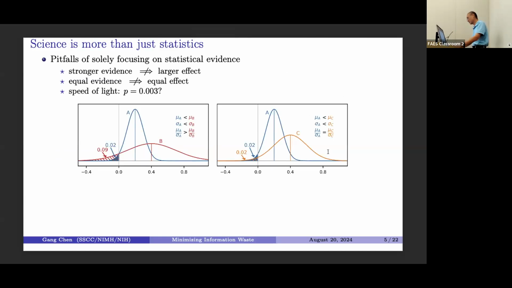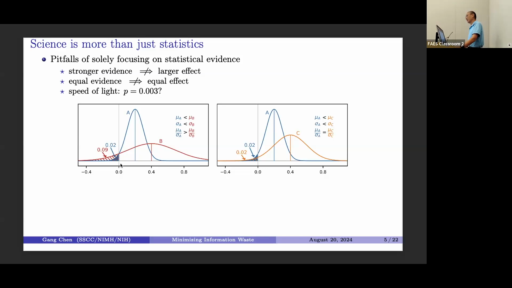Let me demonstrate another problem if we solely rely on the p-value. Look at the left plot. There are a blue one and a red one. For the blue one the p-value is 0.02, and for the red one the p-value is 0.09. If we just focus on the p-value itself, the blue one would survive our threshold strategy, so we would consider that effect significant. The red one is 0.09, one-tailed, and it would fail to pass our filter.